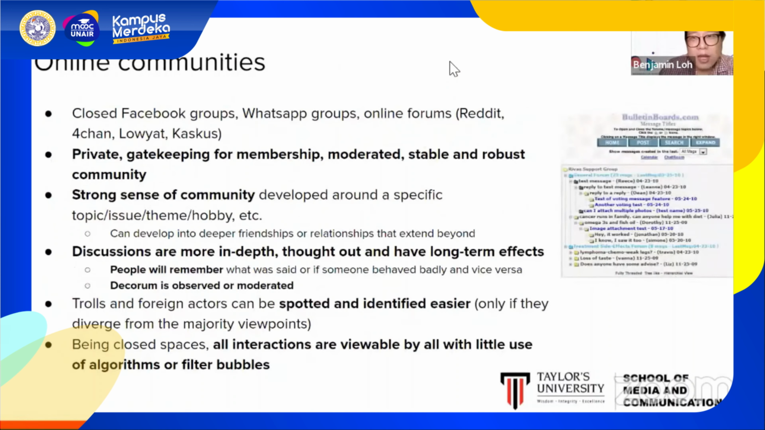Okay, so online communities, on the other hand, are what we call things like closed Facebook groups, whereby not everybody can go in, or even WhatsApp or Telegram groups, where only certain people are in there. It's all technically private. And of course, you've got traditionally the online forums, so you have things like Reddit, 4chan.